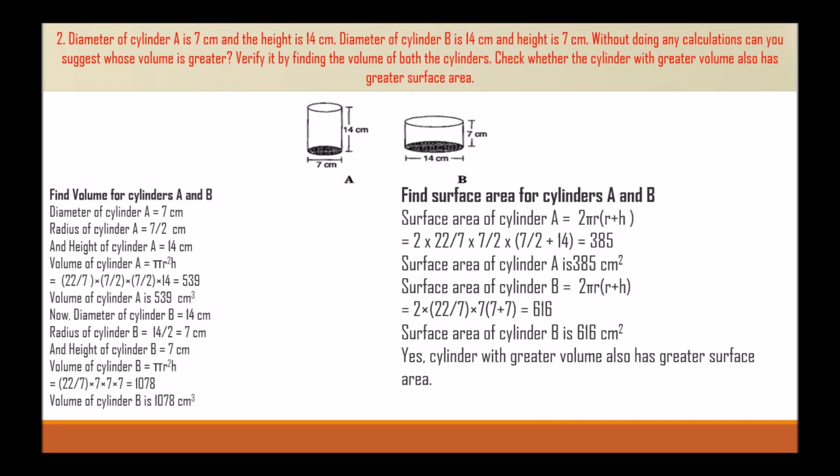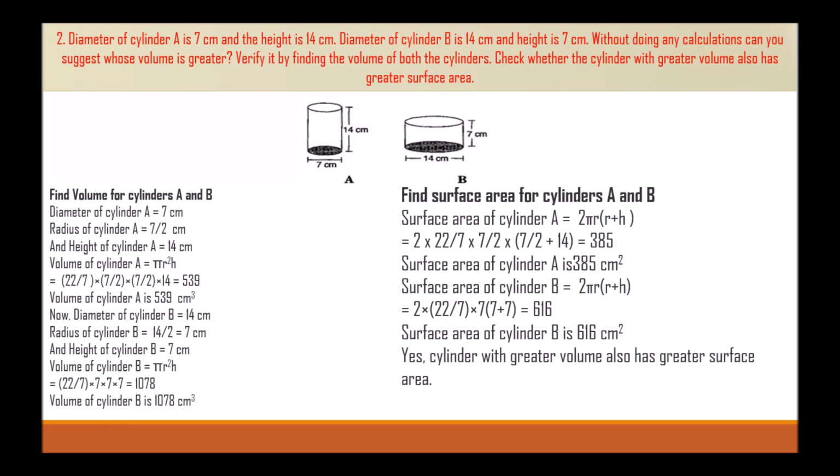Second question: the diameter of cylinder A is 7 cm and the height is 14 cm. The diameter of cylinder B is 14 cm and the height is 7 cm. Without doing calculation, can you suggest whose volume is greater? Verify it by finding the volume of both the cylinders. Check whether the cylinder with greater volume also has greater surface area. So first we will find the volume of cylinders A and B.